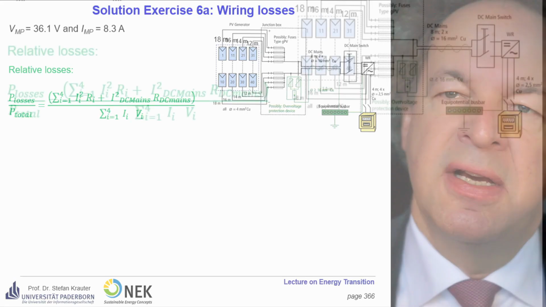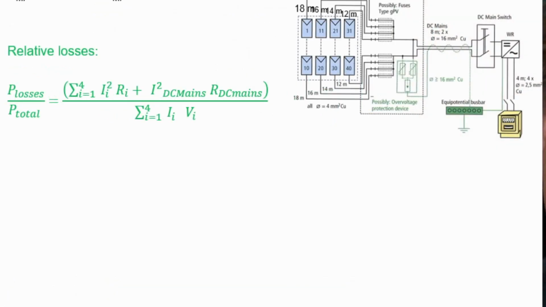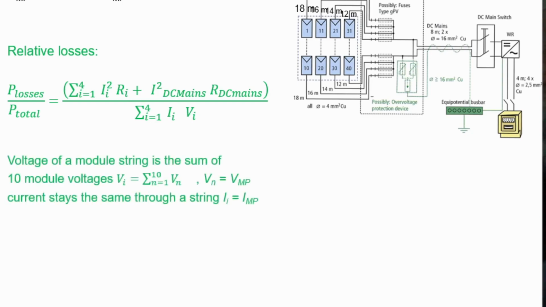The relative losses: we have the losses of 56 watts, and the total power output is then, so we have 40 modules. Each of them has a voltage at the maximum power point and a current at the maximum power point. We calculate that here. So the total power is 10 times the voltage of each module at the maximum power point times the current at the maximum power point, because you operate those modules at the maximum power point, not in open circuit conditions or short circuit conditions.